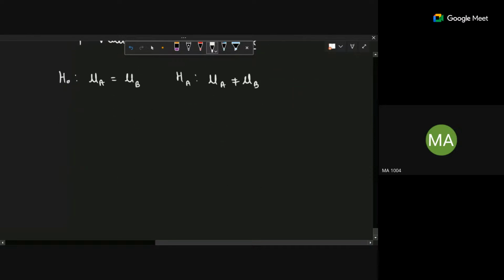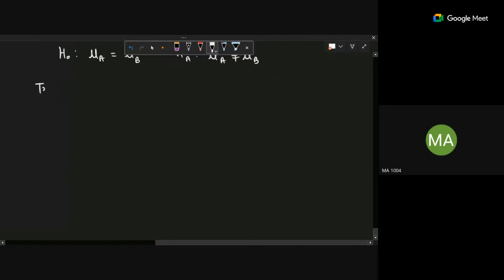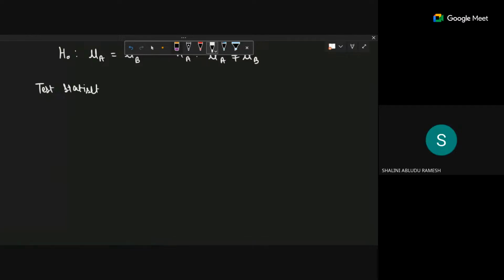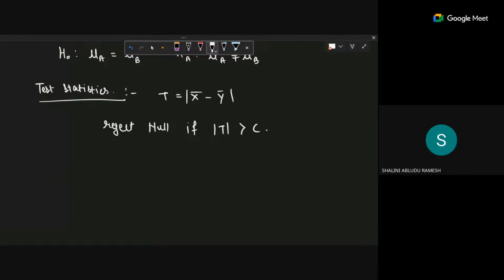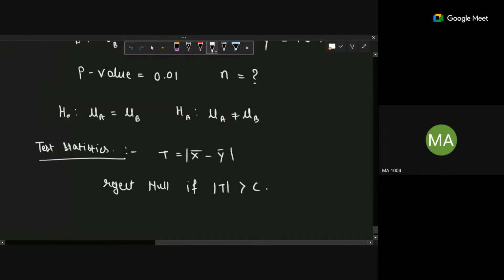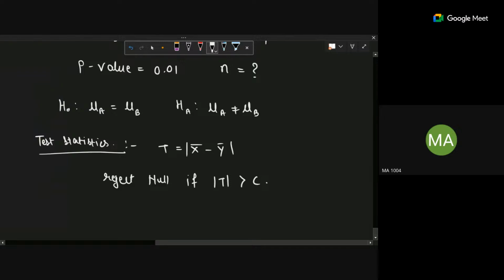Okay, let's define the test statistic. What have you decided for it? X bar minus Y bar, ma'am. That will be the test statistic, and that will follow normal. T is equal to modulus of x bar minus y bar, since y bar can be higher, right? Yes. And reject null when? Modulus of T is greater than C, given mu A is equal to mu B. Okay, fine till now.